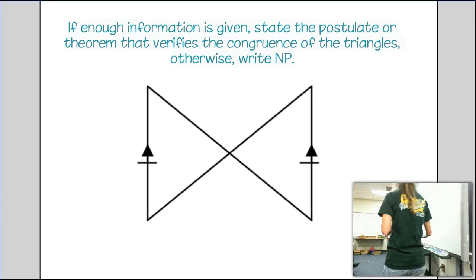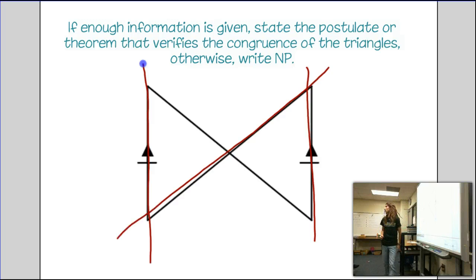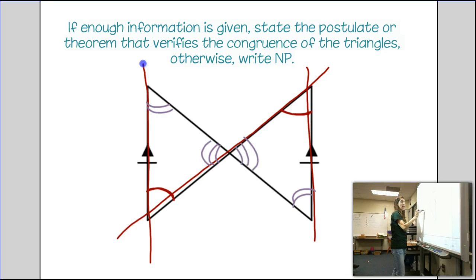Hey guys, when you've got parallel lines, you're usually going to add some arcs to your picture. Let's add some arcs. Alternate interior angles. There's another one. Alternate interior angles. And we've also got vertical angles, technically, so you can add those as well. These two lines are parallel and congruent at the same time. That's possible. So there are two correct answers to this problem.